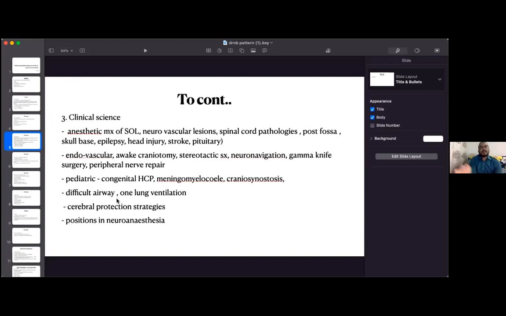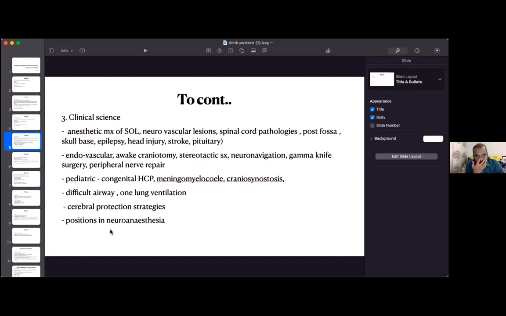And then even these can be asked: difficult airway in a pregnant patient who is presented for neurosurgery. And then cerebral protection strategies. This has been asked in the December session. And then positions in neuroanesthesia.